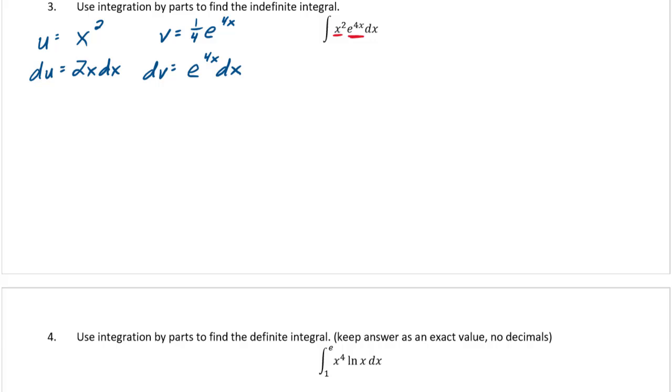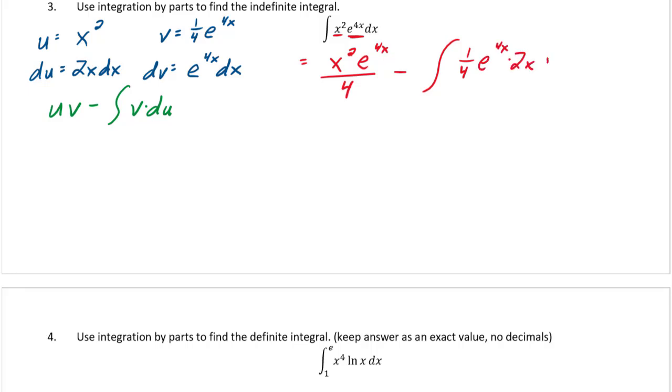Now we're going to follow the pattern for integration by parts. Remember the pattern is u times v minus the integral of v times du. And I have all of those parts identified, so I'm just going to do that really quick right underneath it. So my u times v is just going to become x squared times e to the 4x, there's where the 4 is, all over a 4. Then minus the integral of, I'm going to keep all of this inside. It looks like I've got 1/4 e to the 4x, but also a 2x dx. So that 2 and the 4 will actually combine together. So let's clean that up just a little bit.